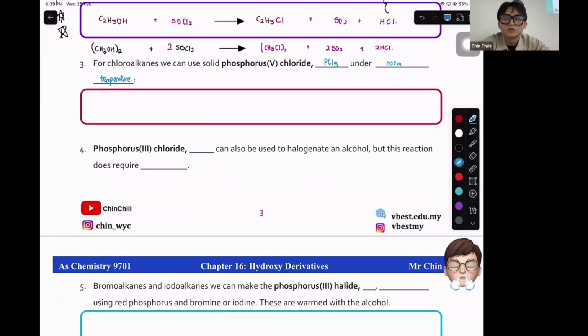So guys, the equation is, let's say I have C2H5OH and I add PCl5, it's going to be C2H5Cl plus POCl3 plus HCl. That's it. All right, that's the equation, guys. Please write it down.